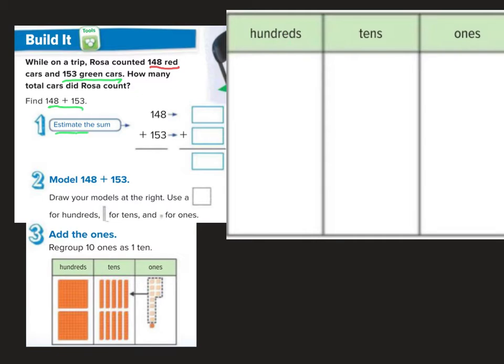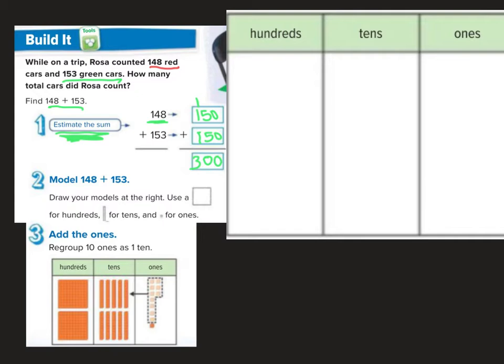Our first job is going to be to estimate the sum. We would say 148 is about 150, right? And 153 is about 150. 150 plus 150: 0 plus 0 is 0. 5 plus 5 is 10, regrouping to the hundreds. 1 plus 1 plus 1 is 300. Okay, so our answer should be about 300.